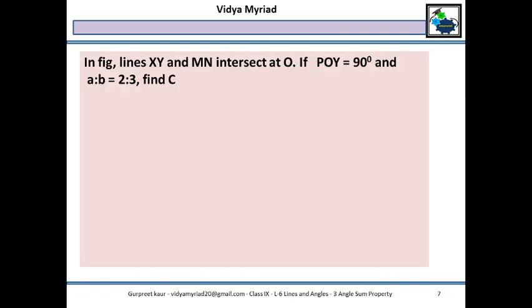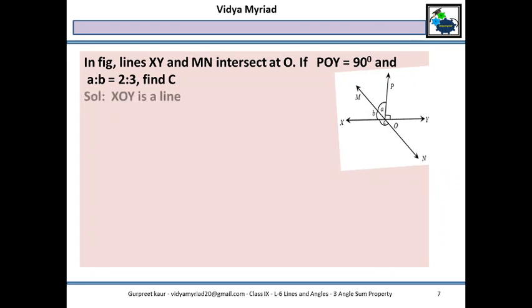Next question. In a figure, lines XY and MN intersect at O. If POY is equal to 90 degrees and A is to B is 2 is to 3, find C. First see the diagram. It looks like this. You are given 90 degrees as POY. I have named A, B and C. A and B are given in a ratio of 2 is to 3 and I have to find C.